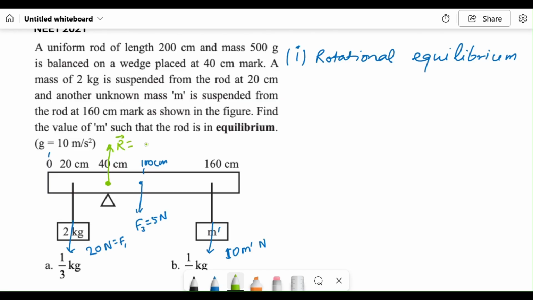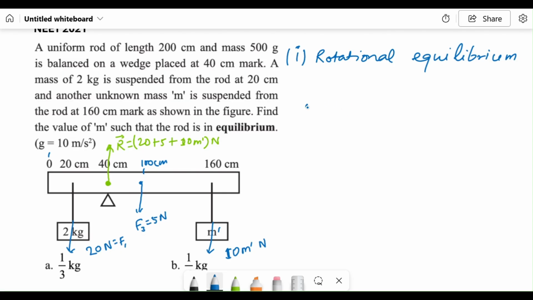So this R will be how much? 20 Newton plus 5 Newton plus 10 M prime Newton. Now, if this body is in equilibrium, that is in rotational equilibrium as well as translational equilibrium. So, to keep this body in rotational equilibrium, net torque should be zero. So, what are the torques acting on this body? Let me write these forces and their point of action at different places here.